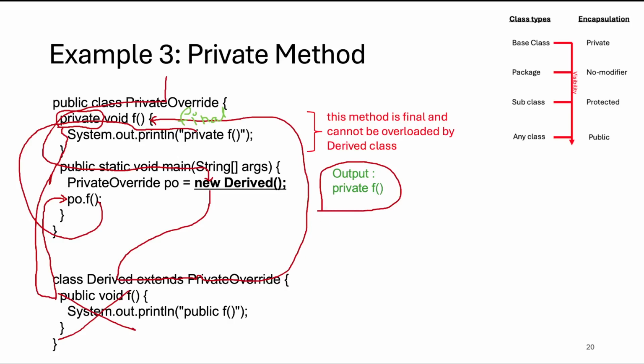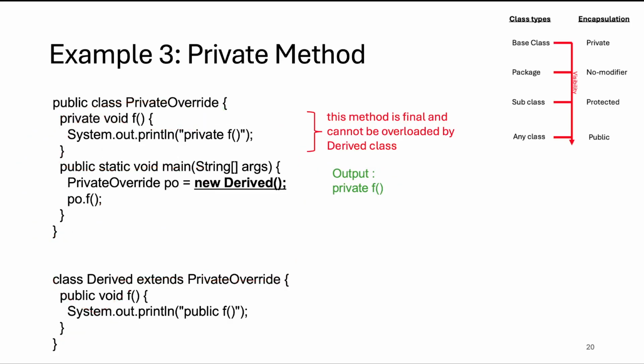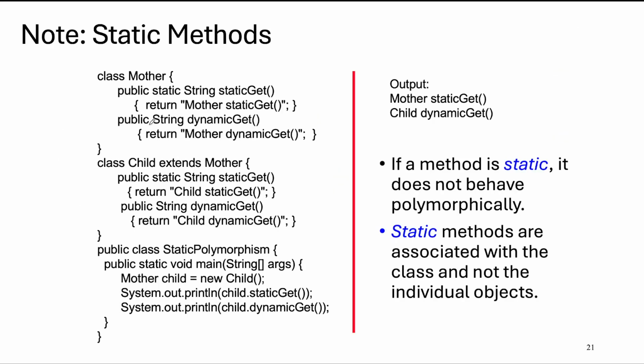So please keep in mind, if the function is private, it is itself a final function. A private function cannot be overridden. Similarly, let us look at the static methods. What happens if we have static methods? This one we have already covered in the polymorphism lecture, which we discussed previously. But anyway, let us discuss one more time.